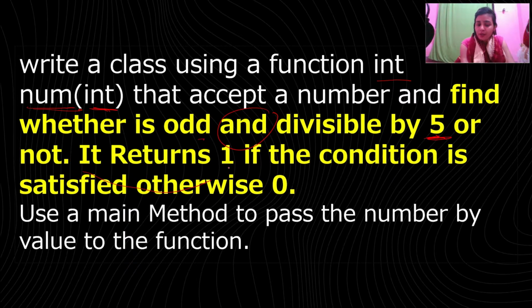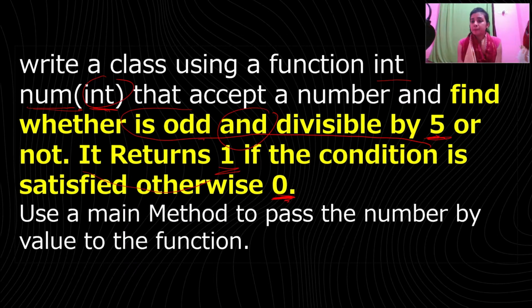If it is, then it will return 1. Otherwise it will return 0. If the condition is satisfied, meaning the particular number which we are sending is divisible by 5 and is an odd number, if both these conditions are satisfied, then it will return 1, otherwise it will return 0. We have to use the main method to pass the number by value to the function.